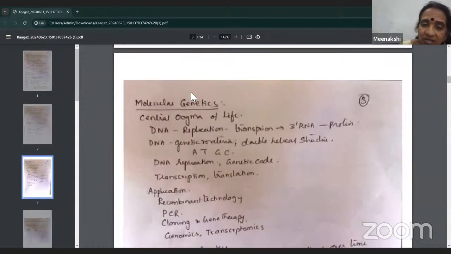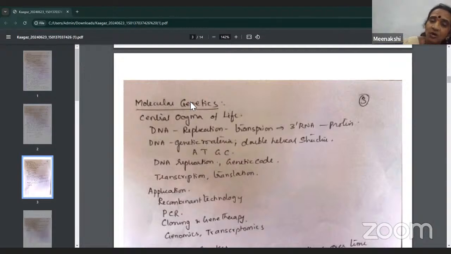Now coming to the next one, that is molecular genetics. When we talk about molecular genetics, the central dogma of life is nothing but the DNA, which has the capacity to replicate, and that DNA will be transcribed into mRNA, and then it is translated into protein. So this is the central dogma of life. If protein is not being synthesized, that means the DNA is not replicating properly, nor is transcription occurring properly. Therefore, there is no protein formation, and protein is required for a lot of energy in the body.